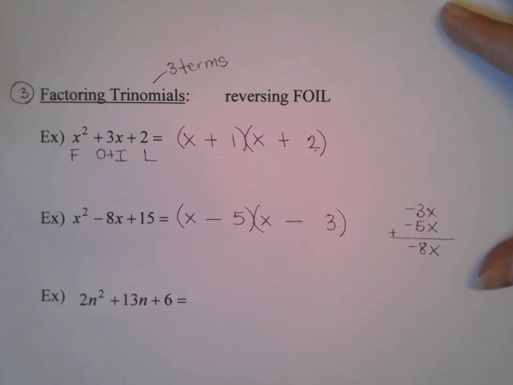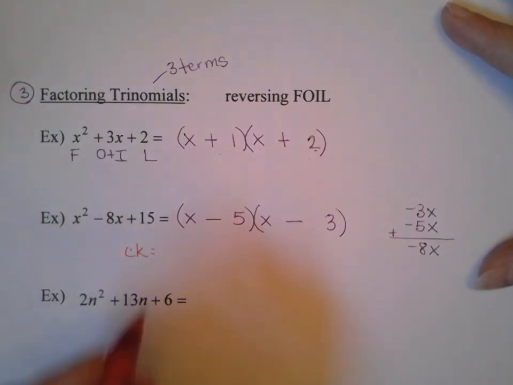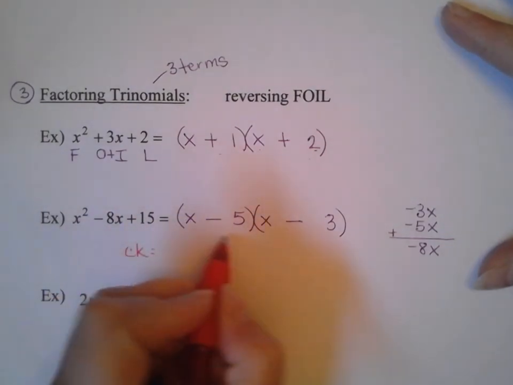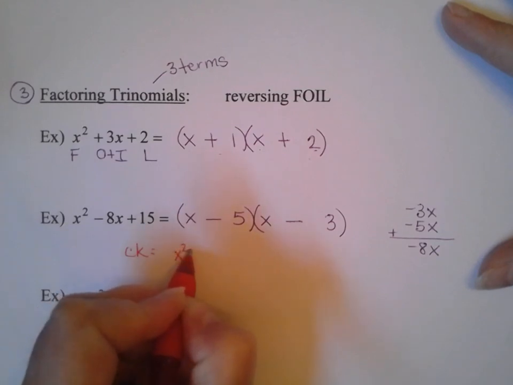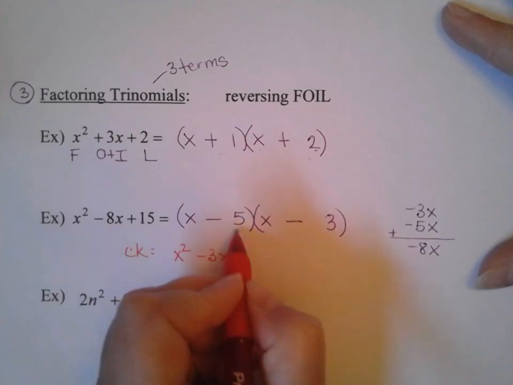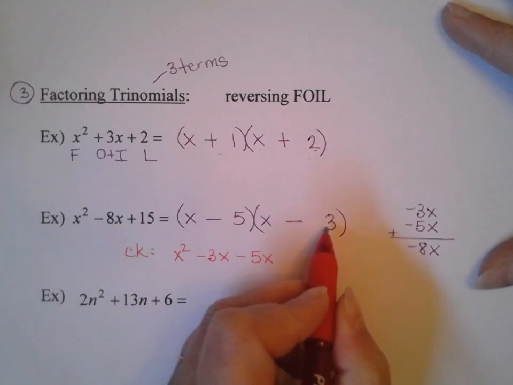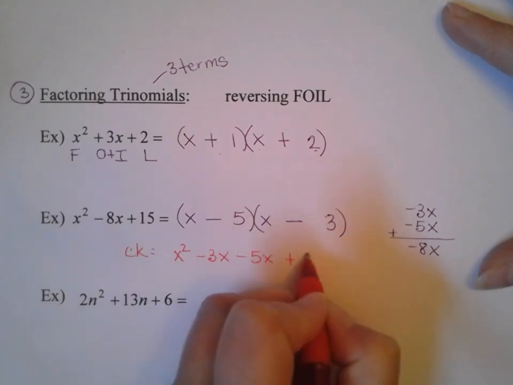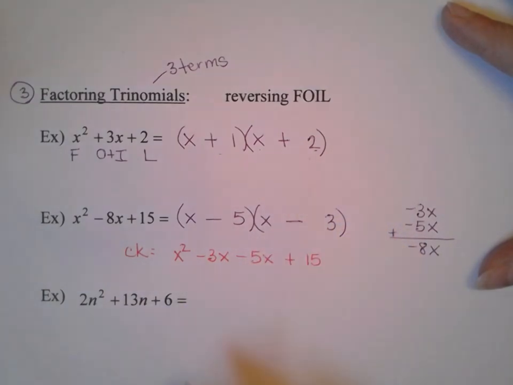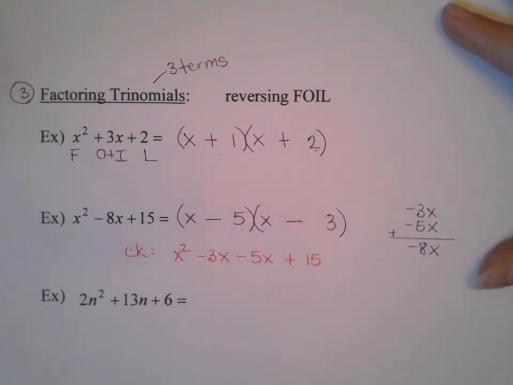Just to point out here, you can always check your work by multiplying these back out. Right? So if we were going to do a quick check, I don't usually do this, but on a test it might be important. x times x would be x squared. On the outside, I'd have -3x. On the inside, I'd have -5x. And then the last times the last will be +15. And if I combine this in the middle, I get what I started with, and that's a good sign.